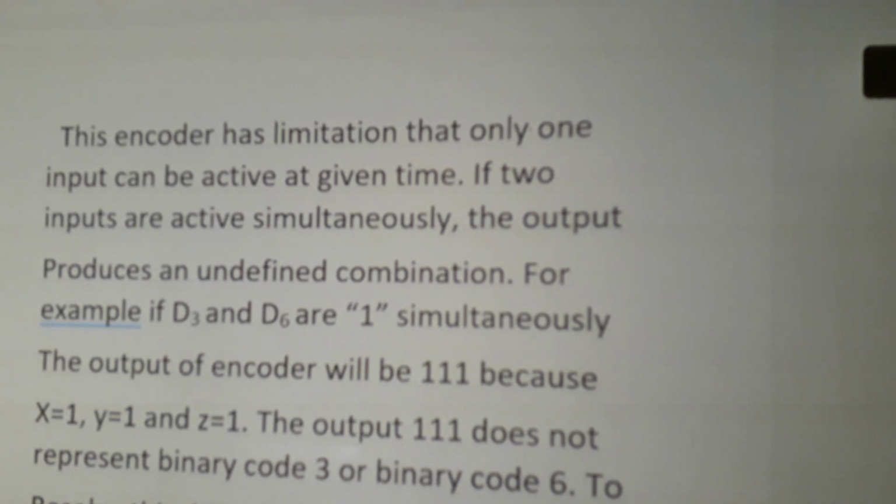This encoder has the limitation that only one input can be active at a given time. If two inputs are active simultaneously, the output produces an undefined combination. For example, if D3 and D6 are 1 simultaneously, the output of the encoder will be 1, 1, 1, because X is equal to 1, Y is equal to 1 and Z is equal to 1. The output 1, 1, 1 does not represent the binary code 3 or binary code 6.